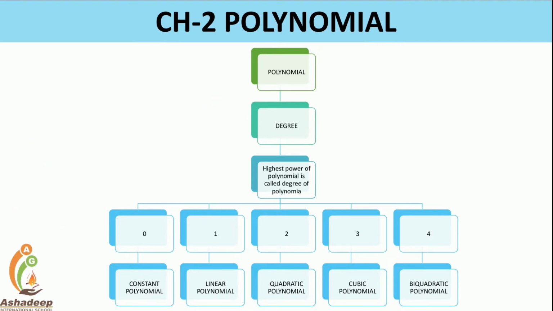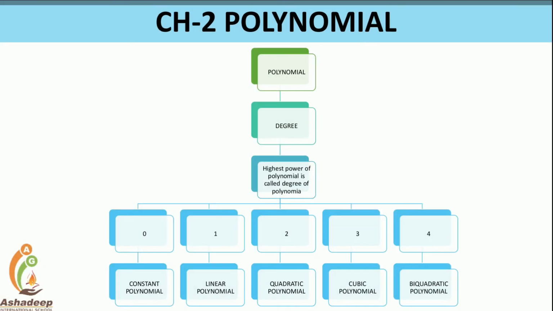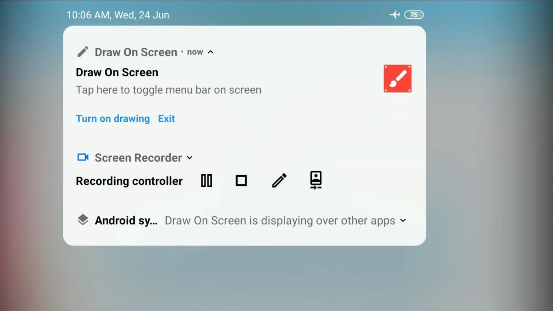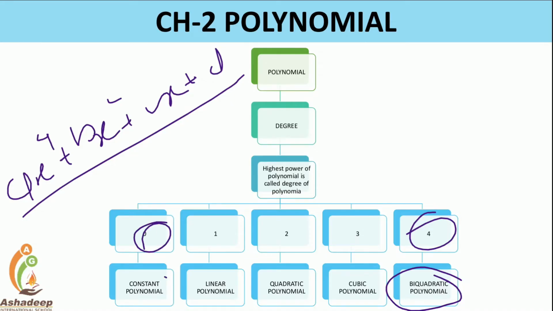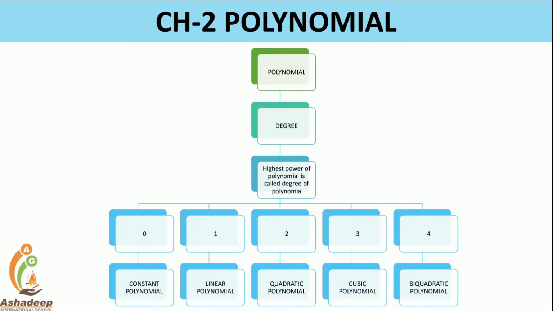So here we can see, if the degree is 0, it is a constant polynomial; if it has degree 1, linear polynomial; if it has degree 2, quadratic polynomial; if it has degree 3, cubic polynomial; if it is degree 4, it is called the biquadratic polynomial.